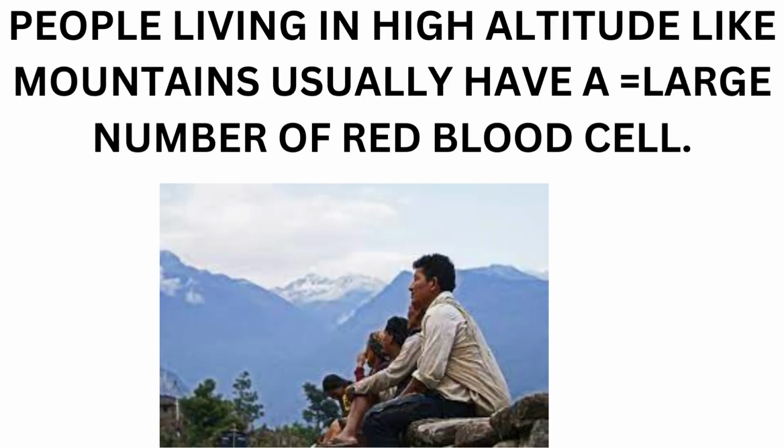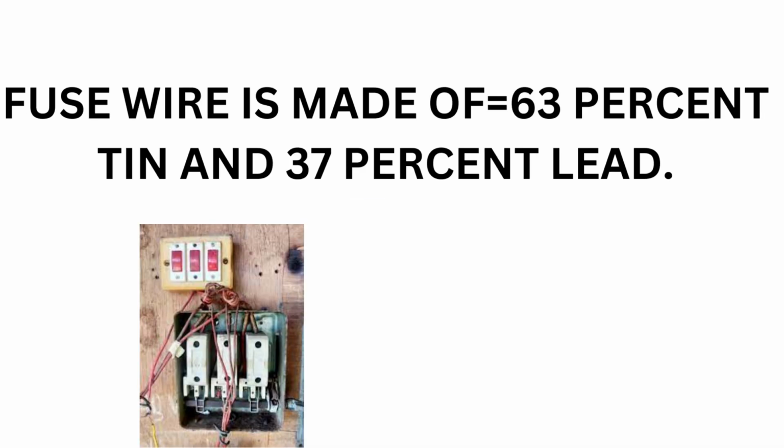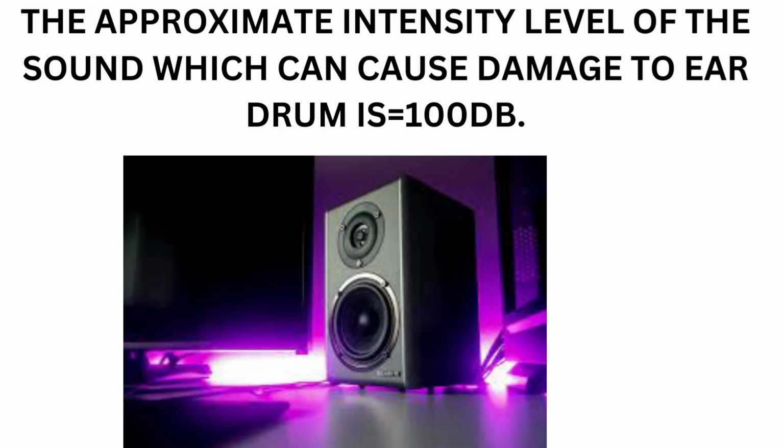Next one is, people living in high altitude, like mountains, usually have a high number of red blood cells. And fuse wire is made of 63% tin and 37% lead. So basically, fuse wire is an alloy of two metals, one is tin and the other one is lead. And the approximate intensity level of the sound which can cause damage to the eardrum is 100 decibel.